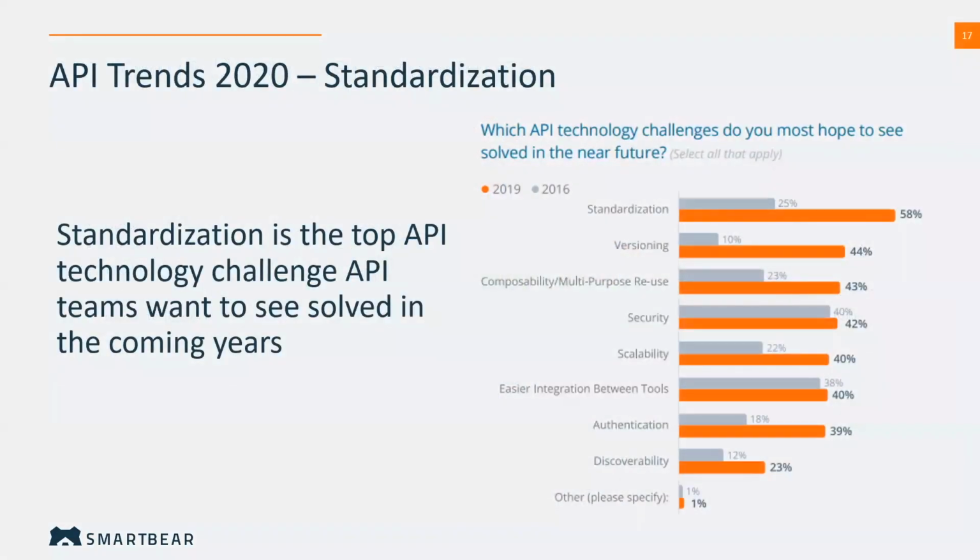The other trend we identified as being important is standardization. And this again is specifically to do with API design and development. So which API technology challenges do you most hope to see solved in the near future? I think there was an interesting metric there at the top: in 2016, only 25% of people said standardization was important, and that jumped up to 58% in 2019. Standardization is the top API technology challenge that API teams want to see solved in the coming years.